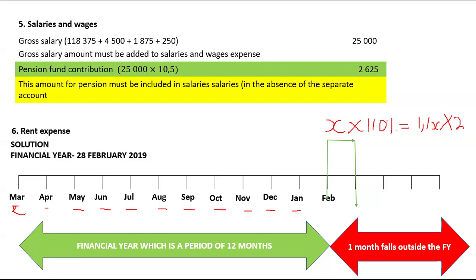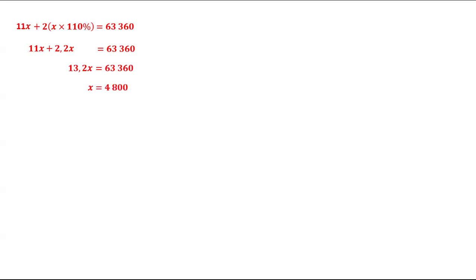So when you write this as an equation, it'll be 11x plus 2 times x times 1.1. 1.1 times 2 will give you 2.2. That must give you 63,360, which is the total amount of rent that was paid. Now you will simply take 11 added to 2.2x, and that'll give you 13.2x. Then you divide both sides by 13.2. It'll give you rent per month.